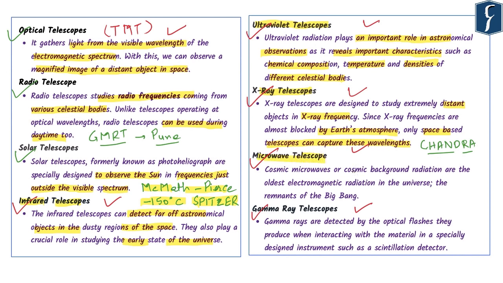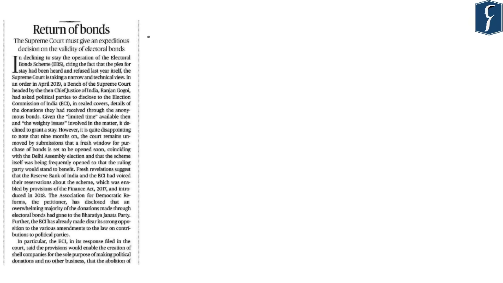Next is microwave telescopes, and these are important more from the perspective of identifying the origin and evolution of the universe. Last is gamma ray telescopes. Gamma rays are the most dynamic form of electromagnetic radiation. They are very important for the purpose of extragalactic studies. The Hanle telescope at Ladakh in India is a type of gamma ray telescope.